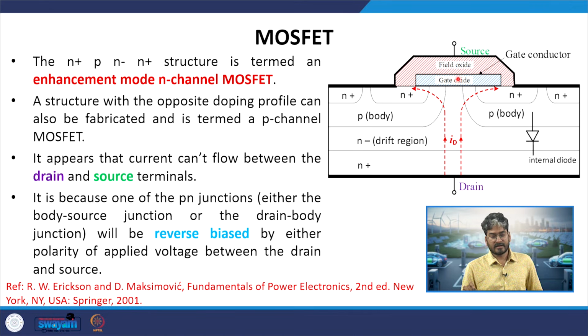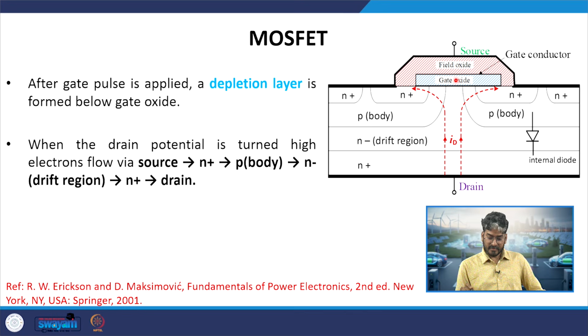We have the other terminal, that is your gate terminal. So when we supply the gate voltage, what happens? There will be a channel formed over here, or a depletion layer will be formed over here. So what will be the depletion layer formed here?